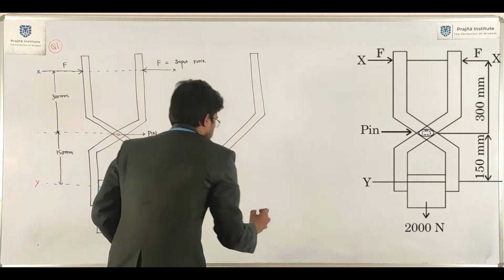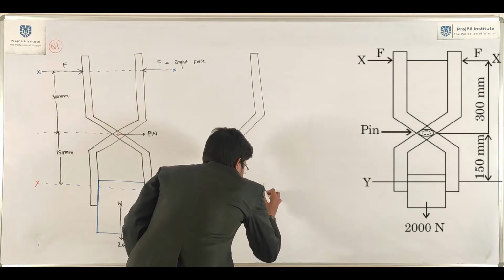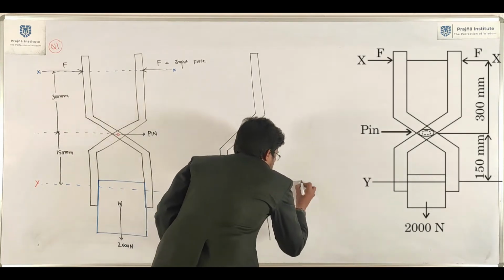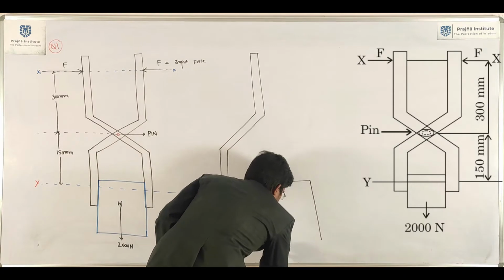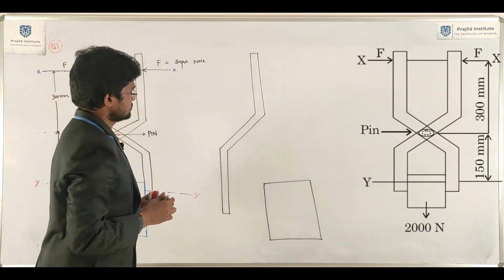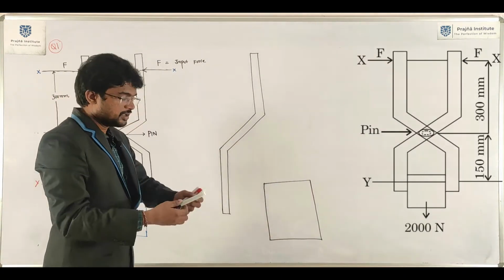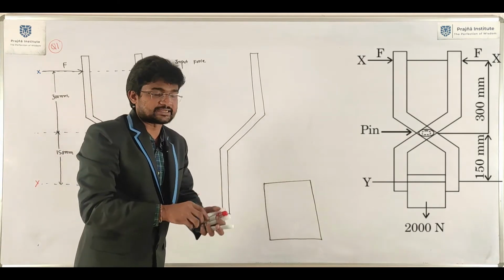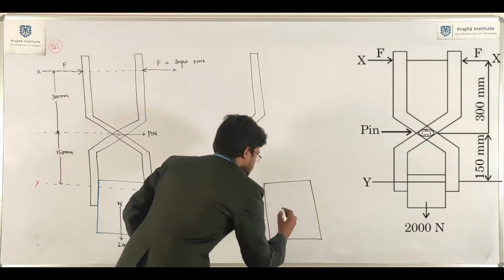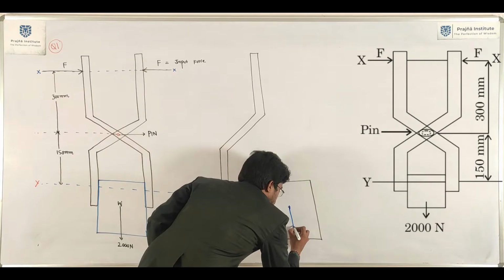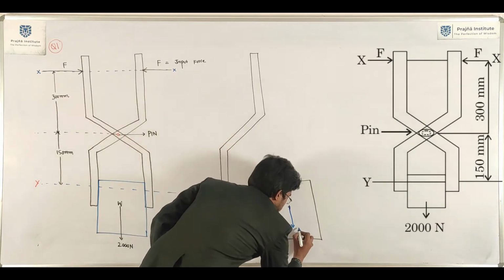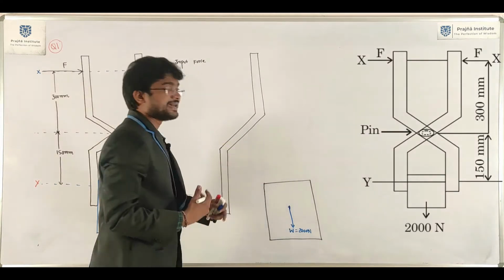So take the weight, W equals 2000 Newton. What is our statement? Weight always acts in the vertically downward direction. Here, the weight of the object acts vertically downward.